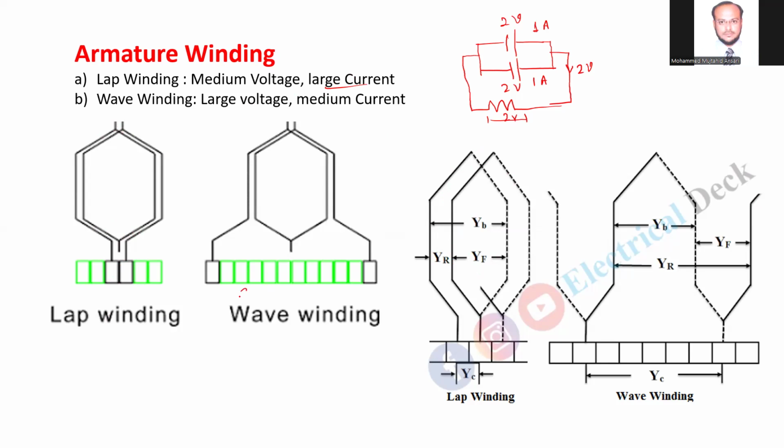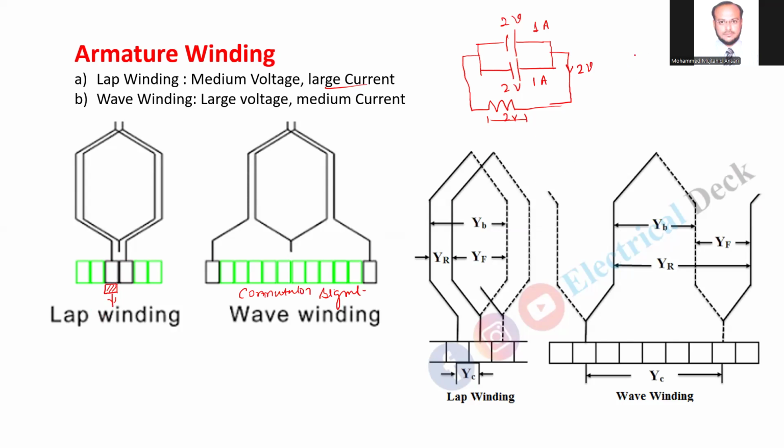This is the commutator segment. This commutator segment is connected to collect the current with the help of brushes. So we will place the brush over here. This is the brush, and we are collecting the current from the brushes. Because the commutator is a rotating part and the brushes are just placed, being a stationary part, it is easy to collect the current from them.